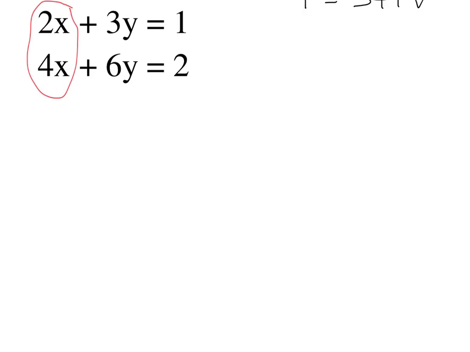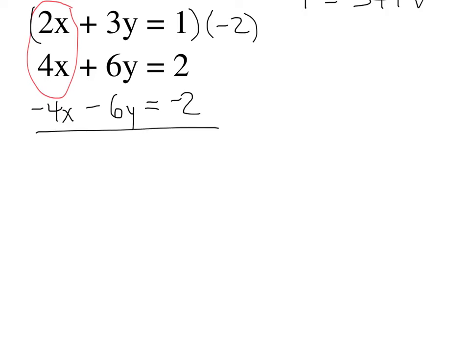We wish that the other one were negative 4. Well, what can we multiply that first equation by so that we can make the coefficient of x negative 4? If we multiply it by negative 2, that'll do it. So we'll get negative 4x minus 6y equals negative 2. What happens when we add these two equations together now?